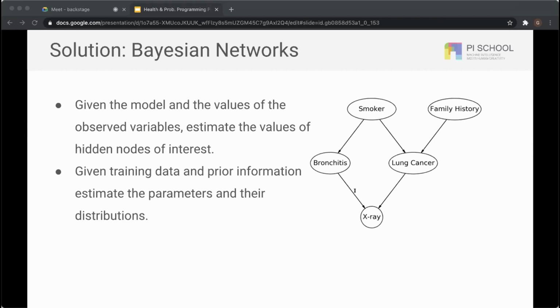So the goal with Bayesian learning is that given the model and the observations, you want to work out the probabilities related to the hidden nodes in your network. For instance, given the data of smoking habits and family history, and also the X-ray results, you are interested in the diagnosis of bronchitis and lung cancer. And with the training data you have, you want to compute different parameters for the nodes of interest and their distributions.